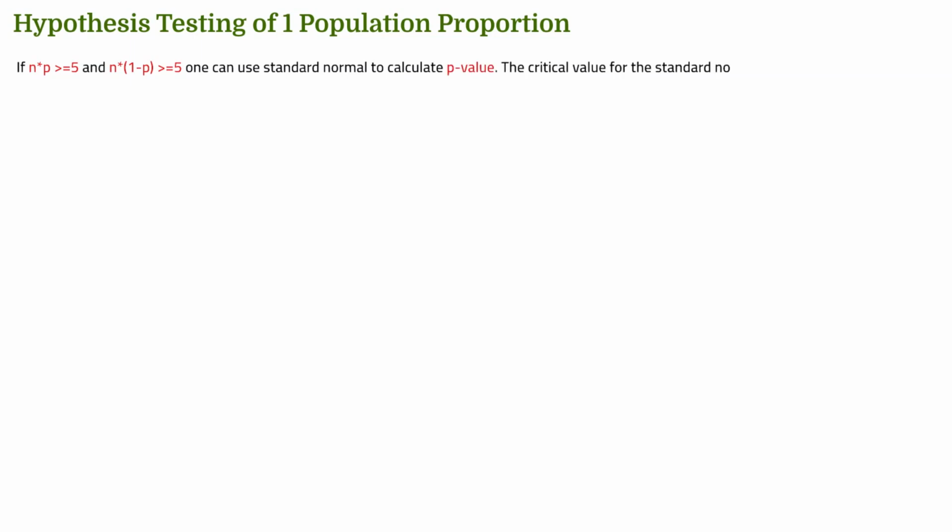More on hypothesis testing of one population proportion. If n times p is greater than or equal to 5 and n times 1 minus p is also greater than or equal to 5, one can use a standard normal to calculate p-value for this test. The critical value for a standard normal for this test would be ZC equal to p hat minus p divided by the square root of p times 1 minus p divided by n. P is what we claim about, and p hat is the approximation from the sample.